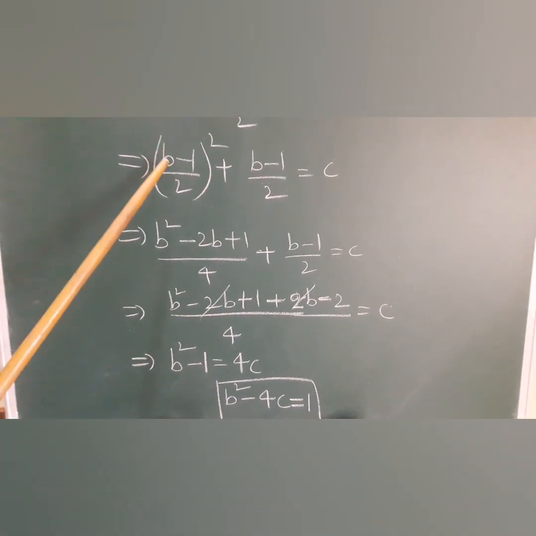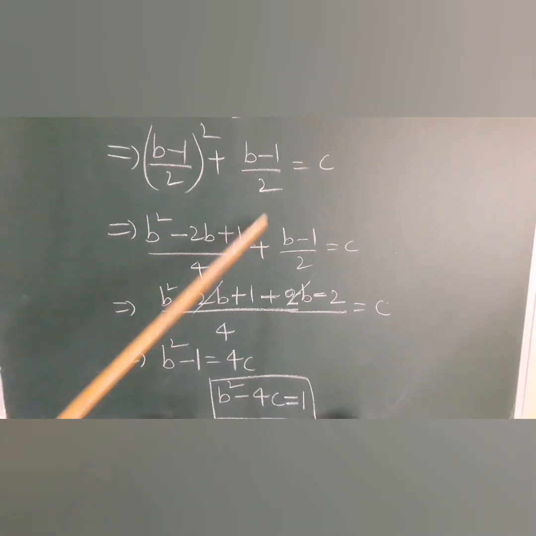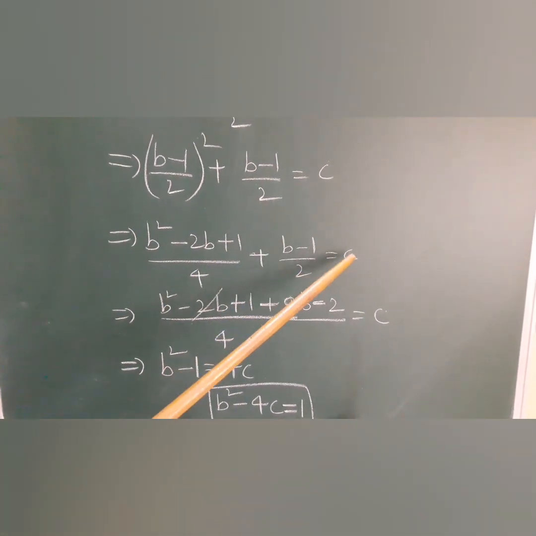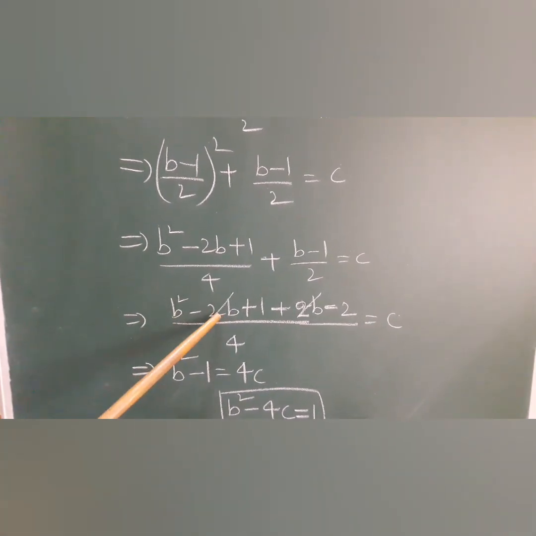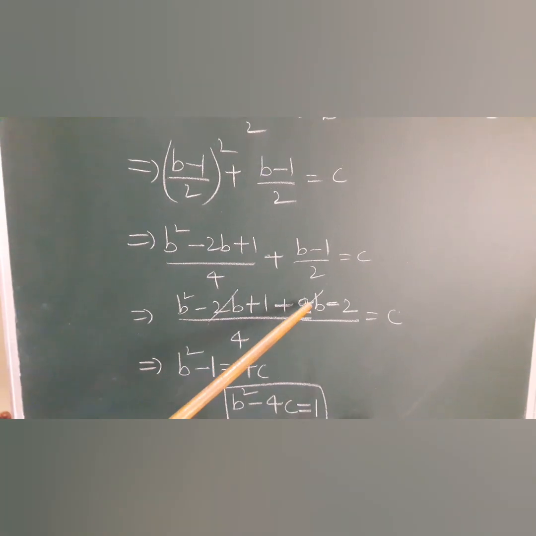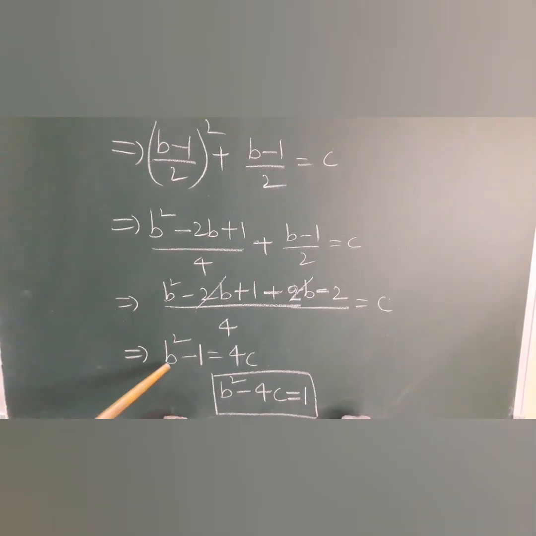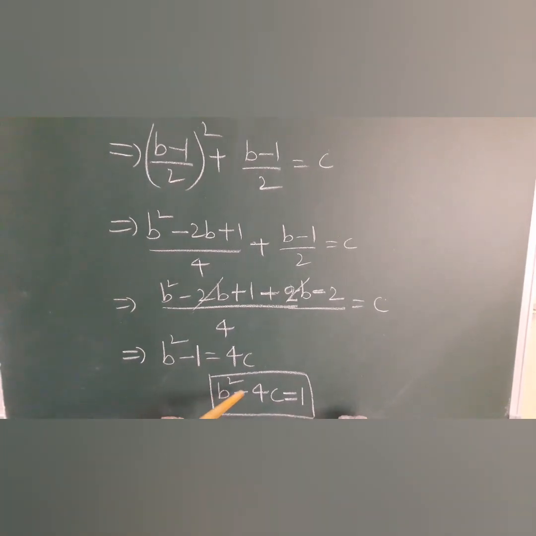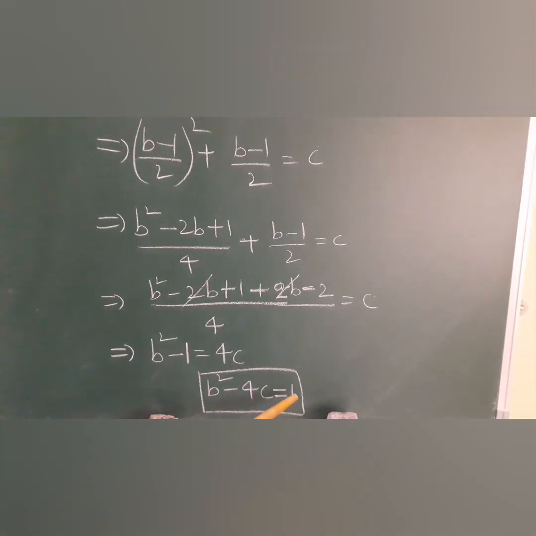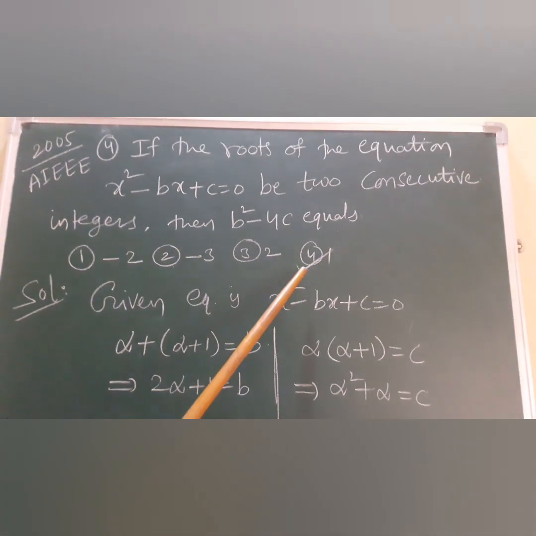That means (b square minus 2b plus 1) by 4 plus (b minus 1) by 2 is equal to c. By taking LCM 4, b square minus 2b plus 1 plus 2b minus 2 is equal to 4c. 2b minus 2b get cancelled. So b square minus 1 is equal to 4c. Finally, b square minus 4c is equal to 1. 1 is the required answer. That is option number 4.